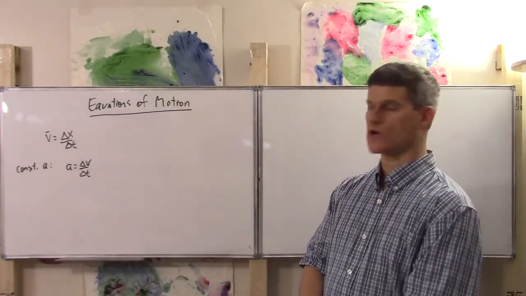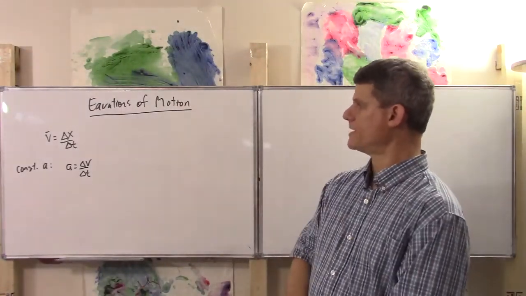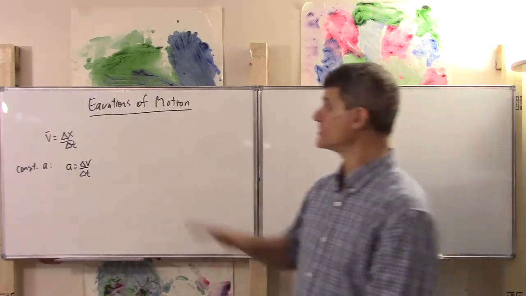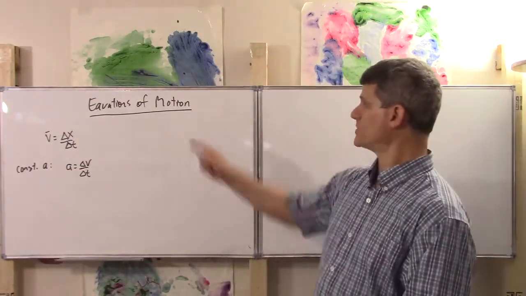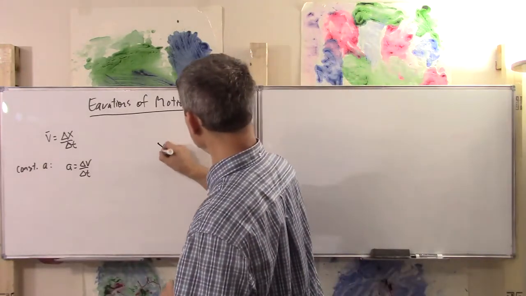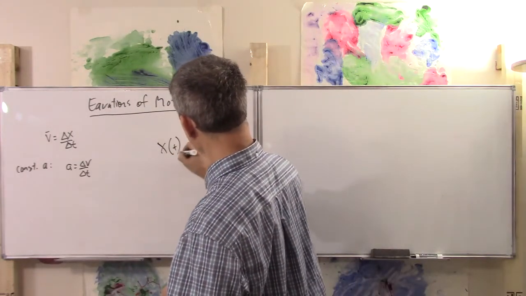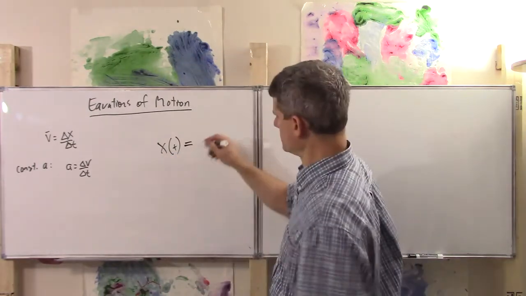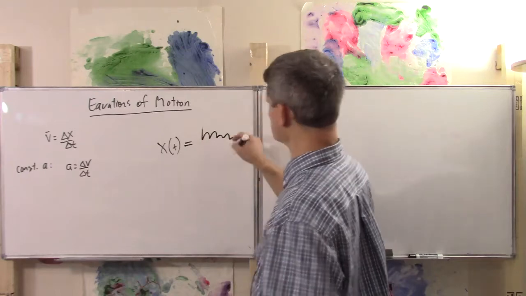Okay, now I will derive equations of motion based on the definitions of velocity and acceleration for the case of constant acceleration. So what's an equation of motion? An equation of motion is something that tells you what the position is at some point in time. So it's basically position as a function of time. So it's going to be a whole bunch of stuff that includes time.